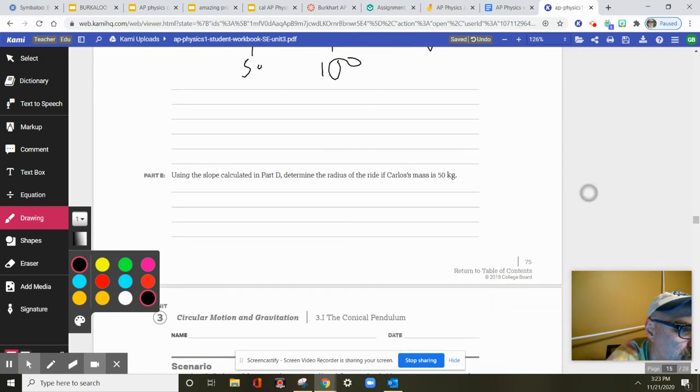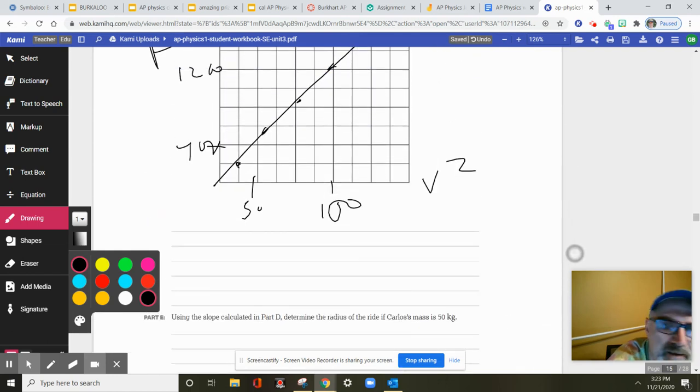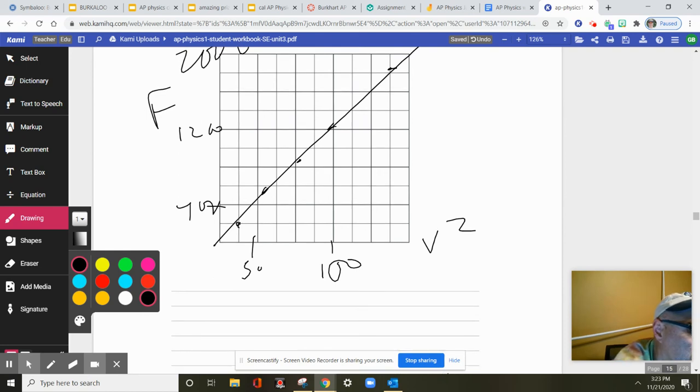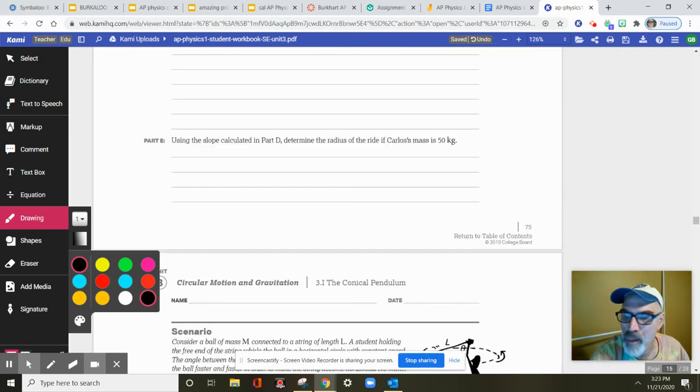Using the slope calculated in part D, determine the radius of the ride. Oh, so now we need to find the slope of the line. And I like finding the slope of a line by picking 2 points off of the straight line. Of course, that is a crappy straight line. But there's a point right there, 0, 0. And then there's a point right there, which is 200 on the bottom and 1600 on the top. So that looks like about 8. The slope is about 8. And the answer key got 8.5. So that's pretty close. Good enough.